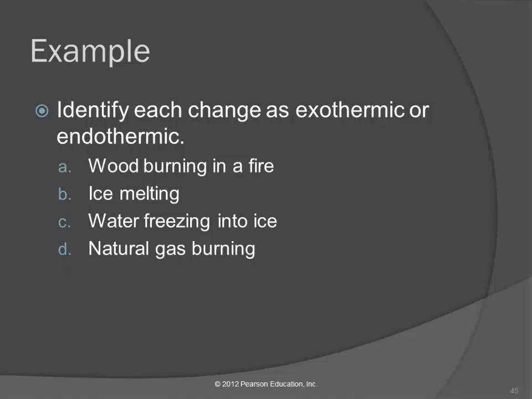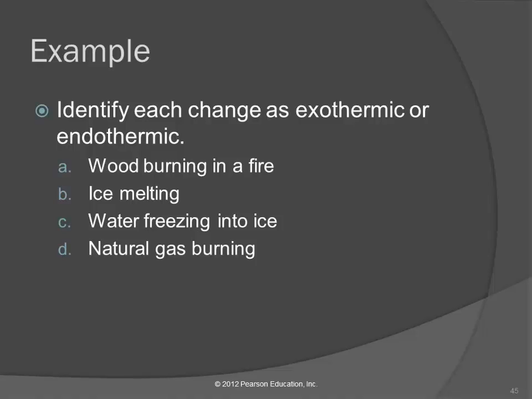And so that's why we have to look at what's gaining, what's losing. And so we tend to talk about the system and the surroundings. The system is what we're looking at. The surroundings is the rest of the universe. Surroundings are always very, very large. So we should be able to do things like this. Identify each change as exothermic or endothermic. So wood burning in a fire.